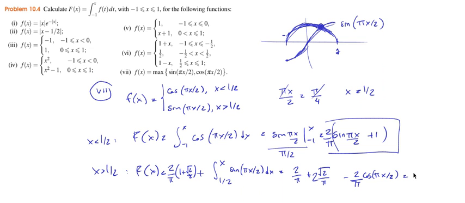Okay, so we can say 2 over pi that multiplies 1 plus the square root of 2 minus the cosine of pi x over 2, and this is the integral in that interval.